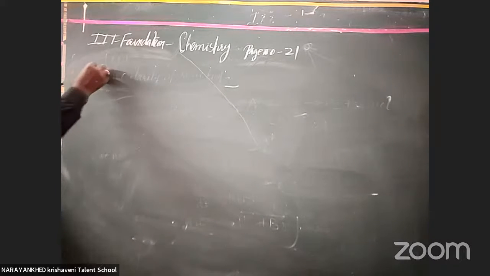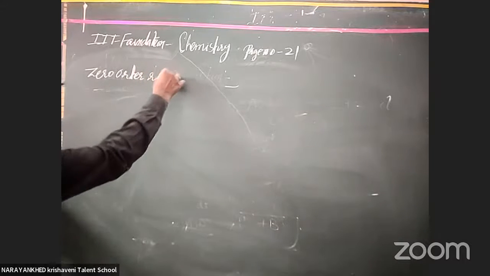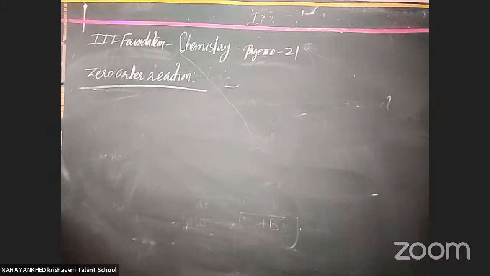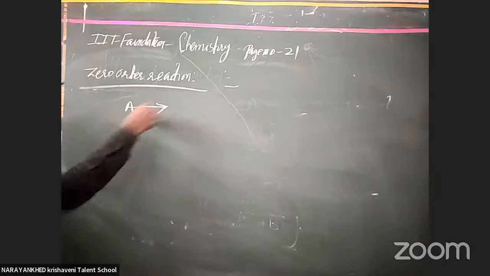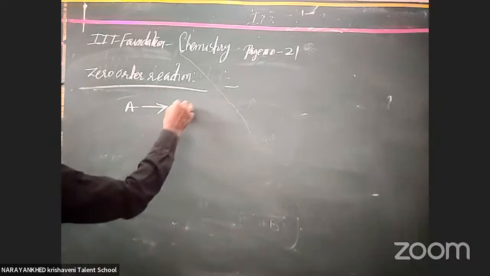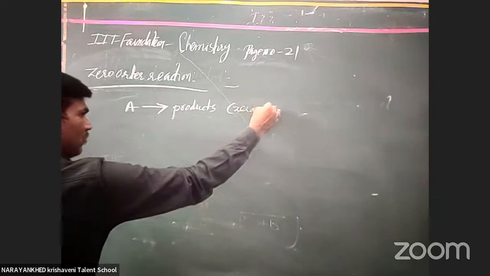Next one, zero order. What is zero order? Which reaction is called a zero order reaction? A reaction is said to be zero order if its rate is independent of the concentration of the reactant. That is, the rate is proportional to the zeroth power of the concentration. Suppose there is a reaction A gives rise to products. It is taken as zero order.